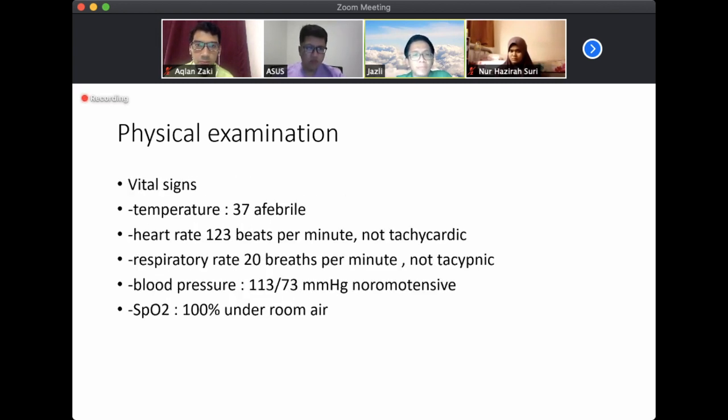The vital signs show no abnormality, whereby the patient is afebrile, the heart rate is not tachycardic, and the respiratory rate is not tachypneic. Blood pressure is normotensive, and SpO2 is 100% under room air.